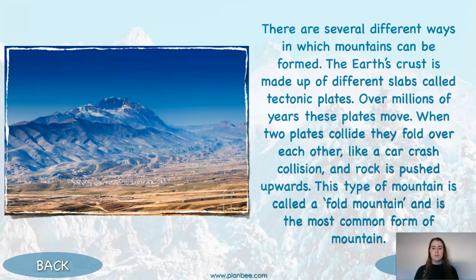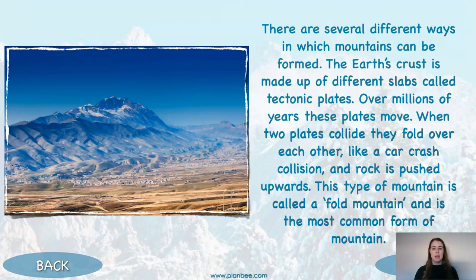So there are several different ways in which mountains can be formed. Now the Earth's crust, which is underneath, is made up of different slabs which we call tectonic plates. Now these tectonic plates spread across the entire globe and they are split up into different plates. Now over millions of years these plates have moved, which has given us our different continents.